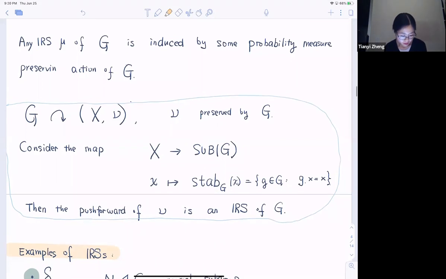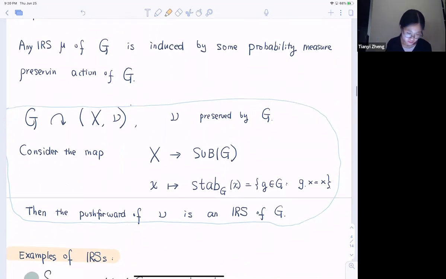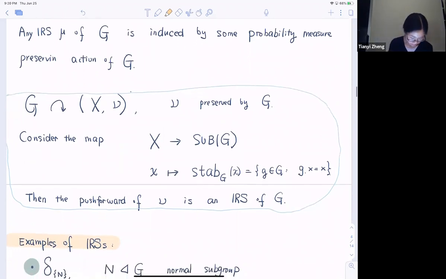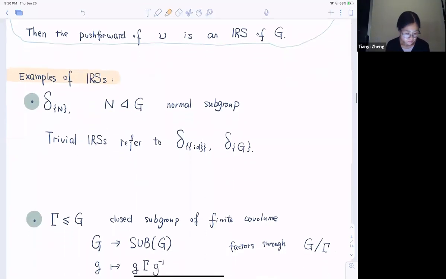So in measurable dynamics, people often consider essentially free actions, especially in the study of orbit equivalence. Typically you consider free actions, but if you move to non-free actions, then IRSs appear naturally as the stabilizers. So this is the nice thing: they are really stabilizers of p.m.p. actions.